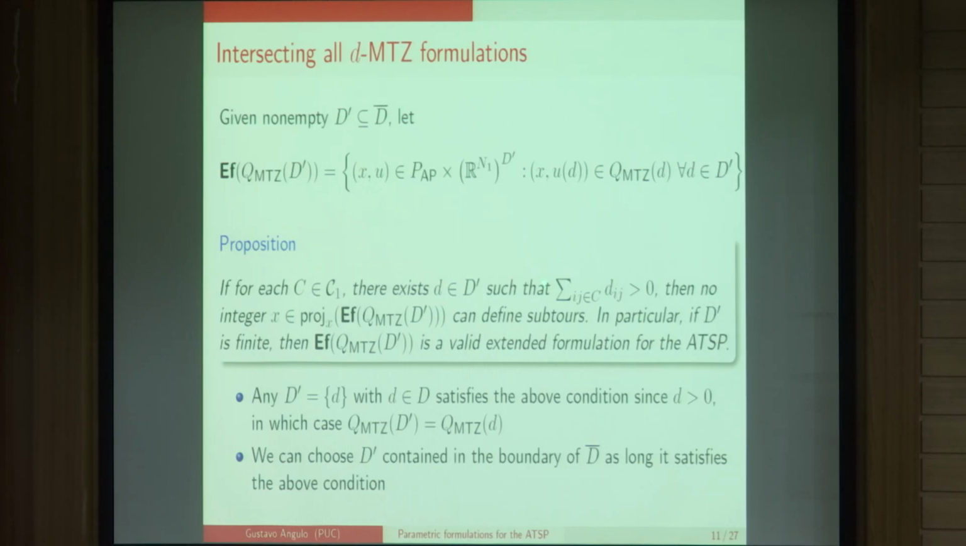So the main message here is that we can have elements in the boundary of D prime as long as the whole collection of elements that we are considering here, the collection of parameters, satisfy this for some choice of d in D prime. Okay, and if D prime is a finite set, then we get a regular extended formulation with a finite number of additional variables and constraints. Okay.